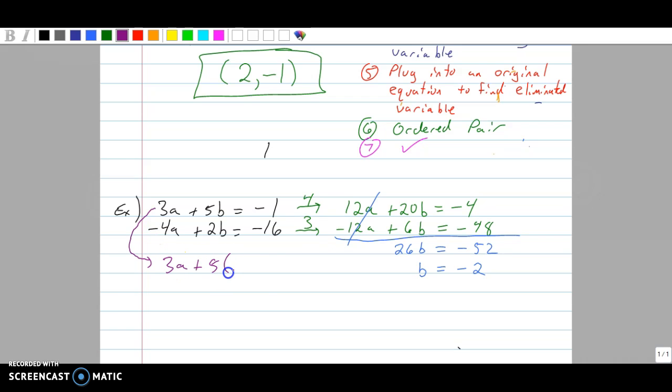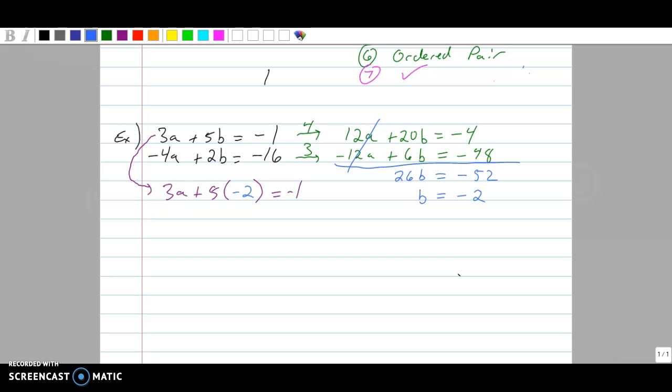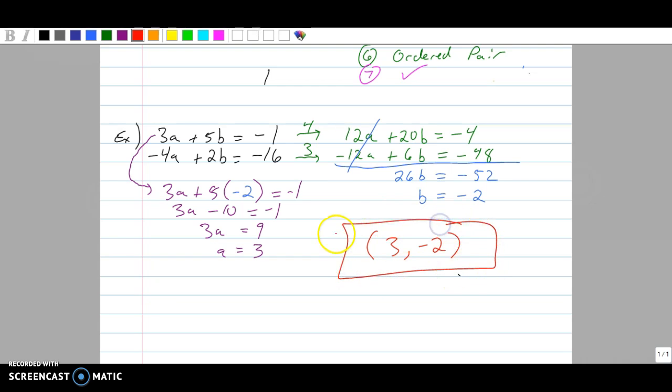3a plus 5 times something is equal to -1. What's going in for b? -2. So, keep solving. 3a minus 10 is equal to -1. Add 10 to both sides. 3a is equal to 9. A is 3. And then we write our final answer as an ordered pair. 3, -2. Step 7, check. Plug them back in. Make sure they both work. In this case, they both work.